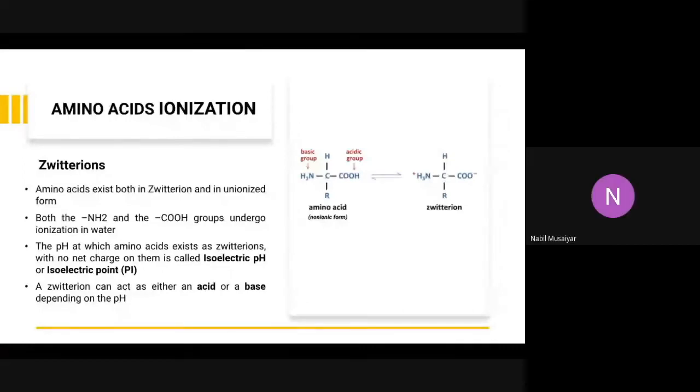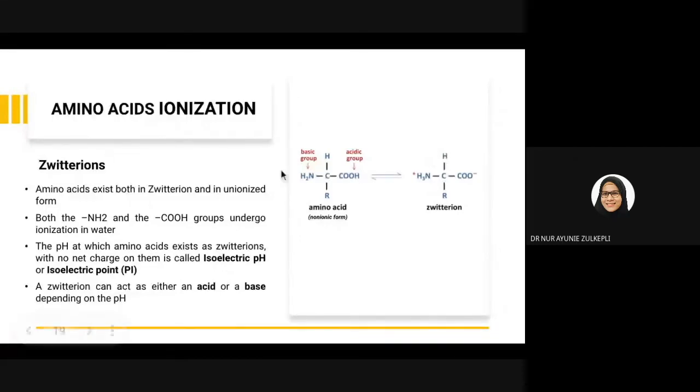Another property of amino acid you should know is about the ionization. Is everyone familiar with zwitterion? It's okay. For zwitterion, we should know the characteristic of amino acid that it can exist both in zwitterion, the ionized form, or in unionized form.